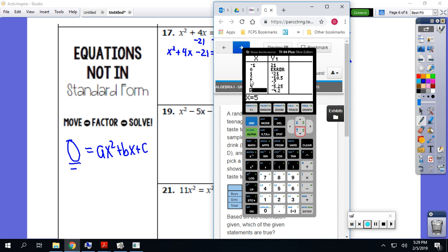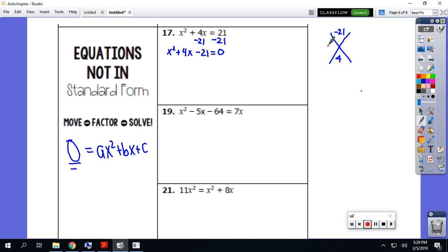So not that one. 3 and negative 7 add to be a negative 4. 7 and negative 3 add to be a positive 4. So those are my factors, 7 and negative 3. Because I have an a value here that is 1, I can factor this the easy method.